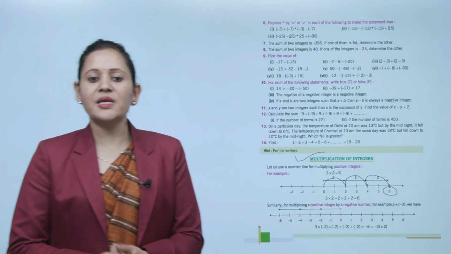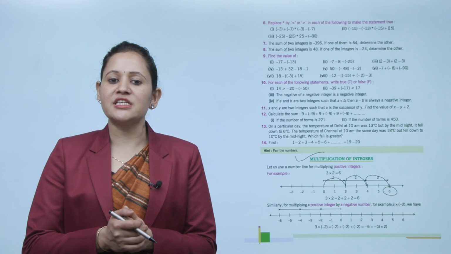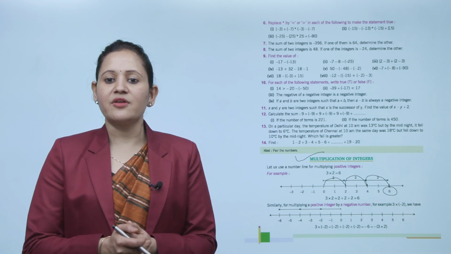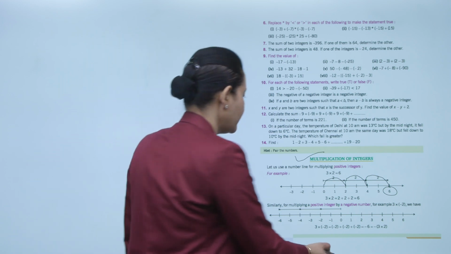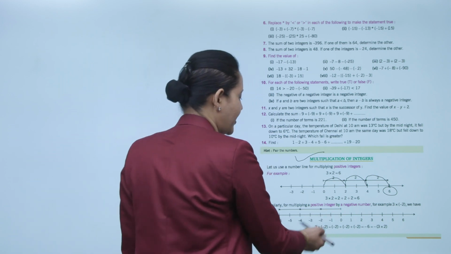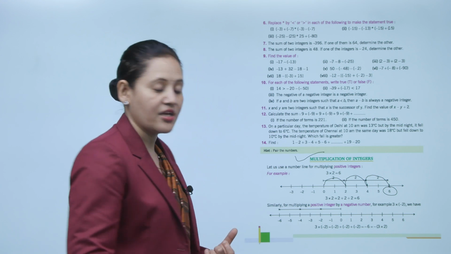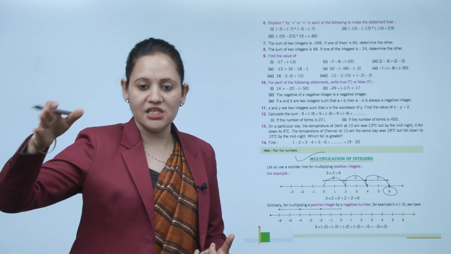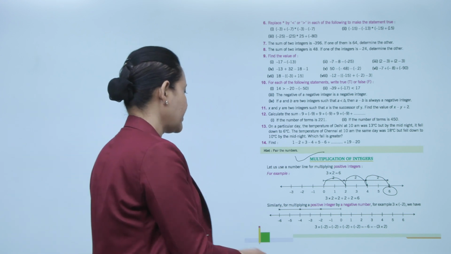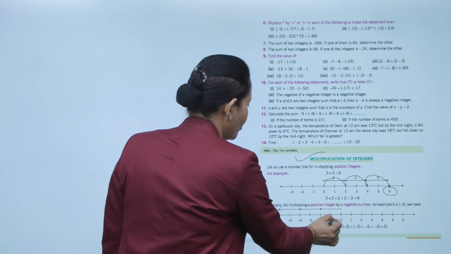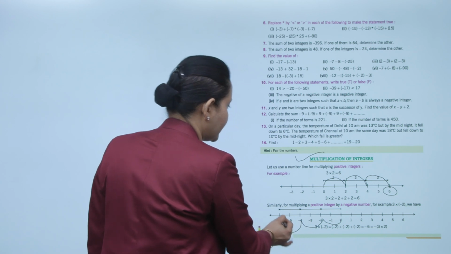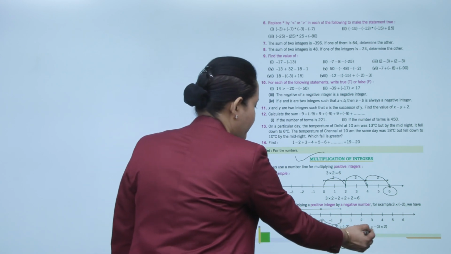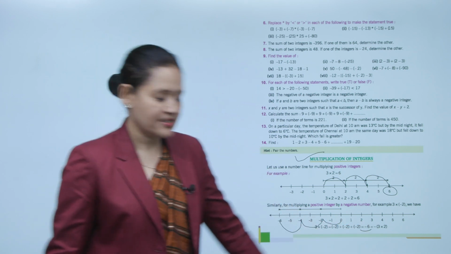Clear? Similarly, for multiplying a positive integer by a negative number, for example 3 into -2, we have here 3 into -2. So what we are doing? We are adding -2 three times. So 1 time, 2 times and 3 times, that is equal to -6.